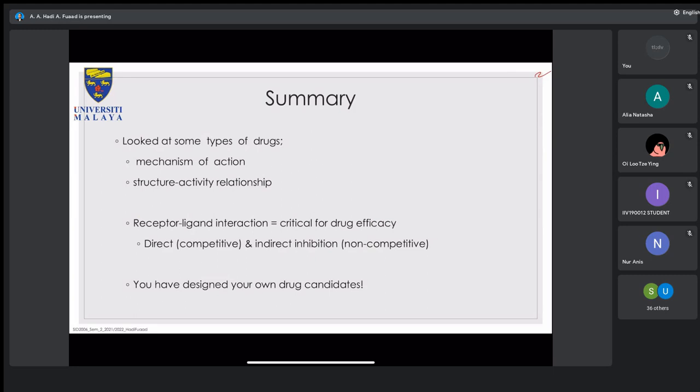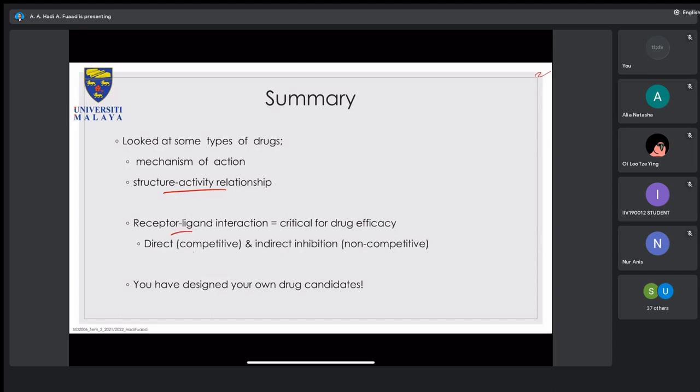Summary, what we have done so far is we've looked at the mechanism of action of multiple drugs. You looked at opioids, NSAIDs, and some other drugs. Unfortunately, we were not able to cover vaccination due to time constraint, but nonetheless, it's better than nothing. We also looked at structure activity relationship of multiple molecules. We've looked at ligand receptor interaction, which is pretty much the main reason for looking at drug efficacy nowadays.